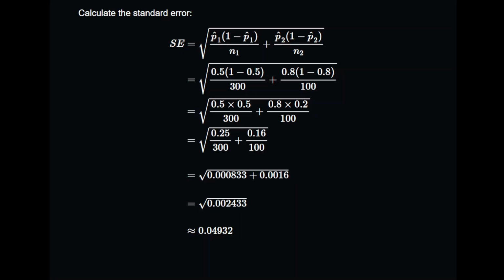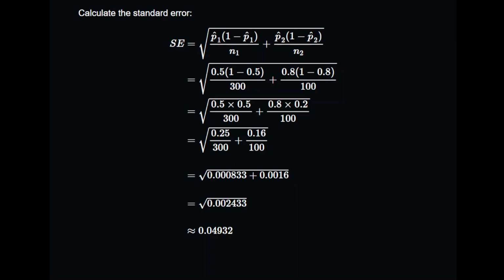Calculating the standard error. So the standard error, again, is the square root of p hat 1 times 1 minus p hat 1 divided by n1. So essentially we get our point estimate, multiply it by the complement of that point estimate, and divide it by the sample size for both cases, and then we add them together and then get the square root. It's straightforward. 0.5 times 1 minus 0.5 divided by 300 plus 0.8 times 1 minus 0.8 divided by 100.